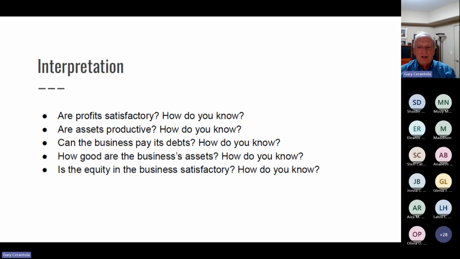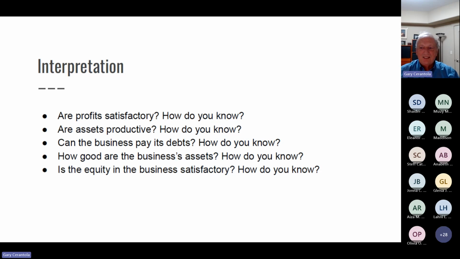Are your assets productive? How efficient is your production? How do you know? Well, you compare against best in class in your type of production. Best in class is just what it is. They're the most superior in terms of producing something efficiently and effectively.